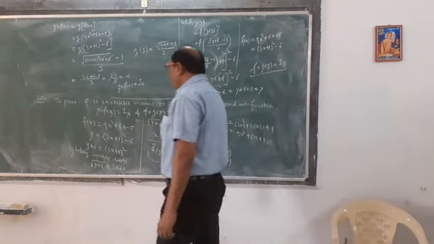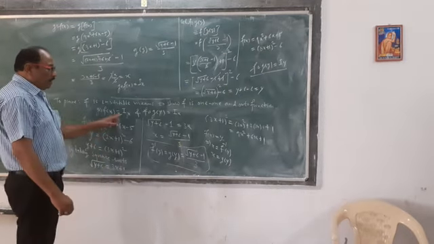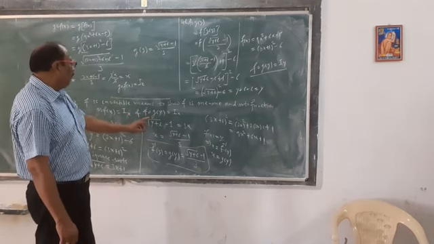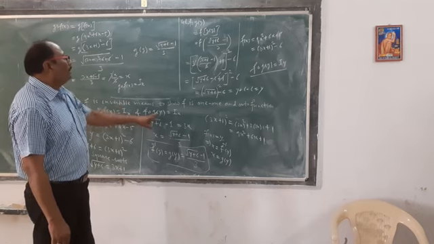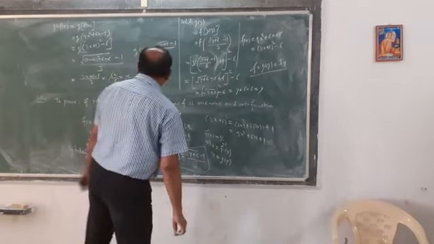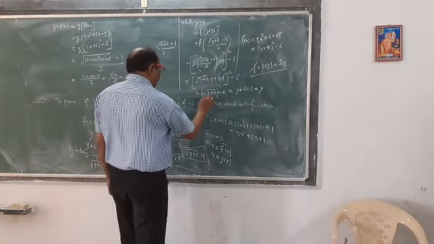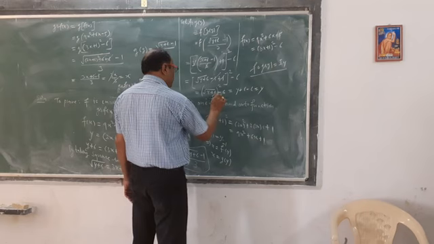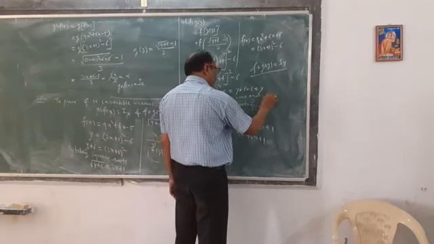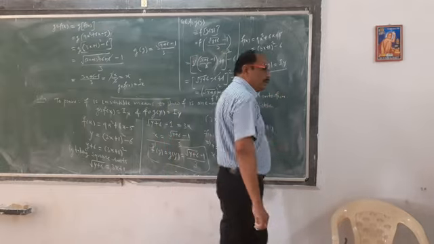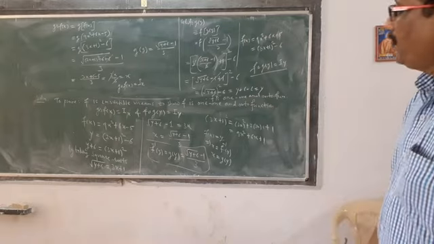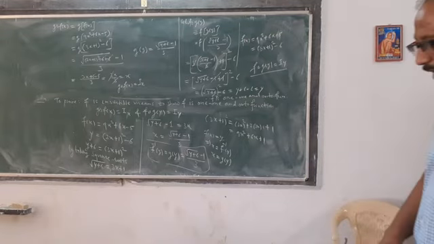If g circle f of x is equal to x, and f circle g of y is equal to y, yes, it is y. Then the function is 1-1 and onto. Therefore, the function is 1-1 and onto function. If the function is 1-1 and onto, then and only then we say that the given function is an invertible function.